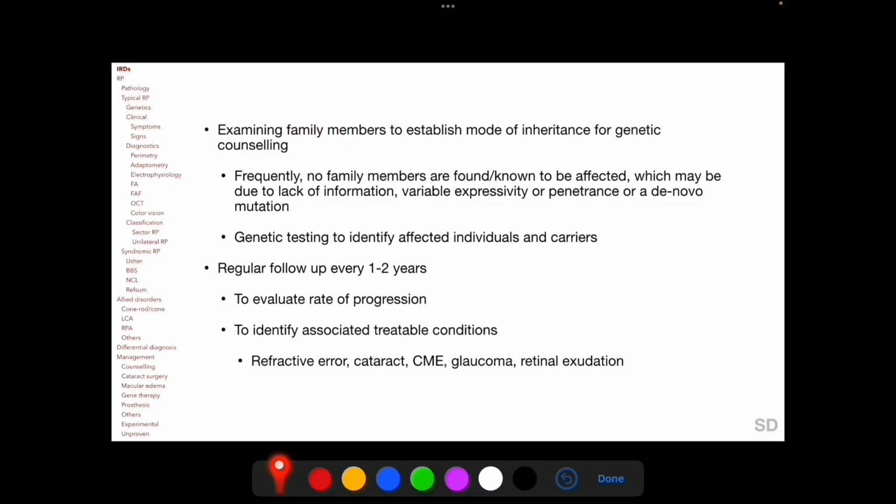Examining family members to establish the mode of inheritance is important for genetic counseling, but frequently no family members are found or known to be affected, which may be due to lack of information, variable expressivity or penetrance of the genetic mutation, or if the genetic mutation occurs first in the proband. And genetic testing can identify the affected individuals and carriers in the family. Regular follow-up is required every 1 to 2 years to evaluate the rate of progression and to identify associated treatable conditions such as refractive error, cataract, cystoid macular edema, glaucoma, and retinal exudation.